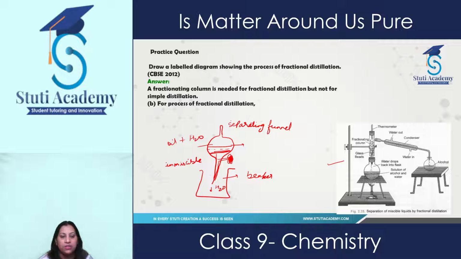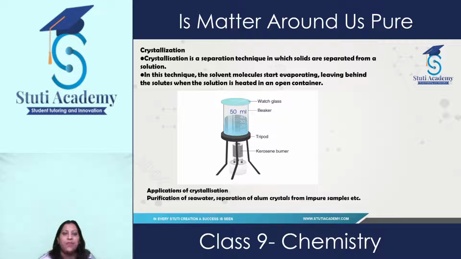We can use this method for two immiscible liquids. It's a separation by separating funnel. Now, the next method is the crystallization method.